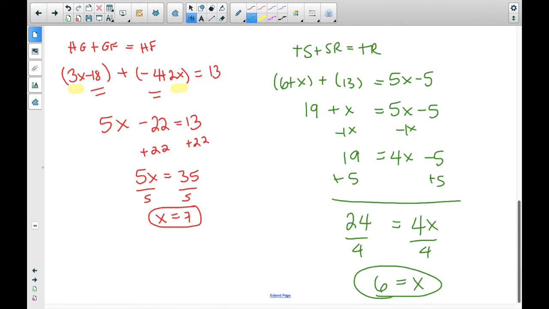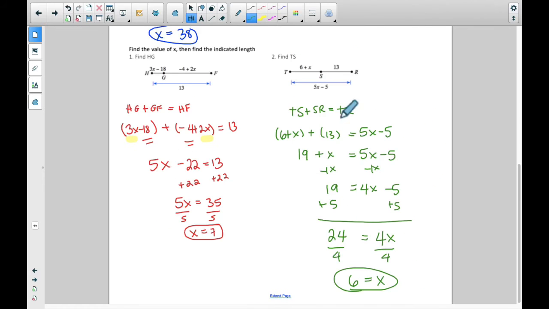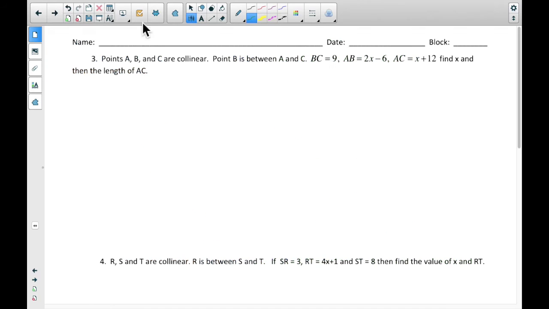And again, we could check these by putting them into the diagram. So in other words, if I put a 6 up here, that would give me a 12 over here and a 13 over here. And if I put a 6 in this one, that would give me 30 minus 5, which is 25. And then I can check and see, is 12 plus 13 25? Yes, so I did it right. Okay, let's turn the page. We have some more examples.